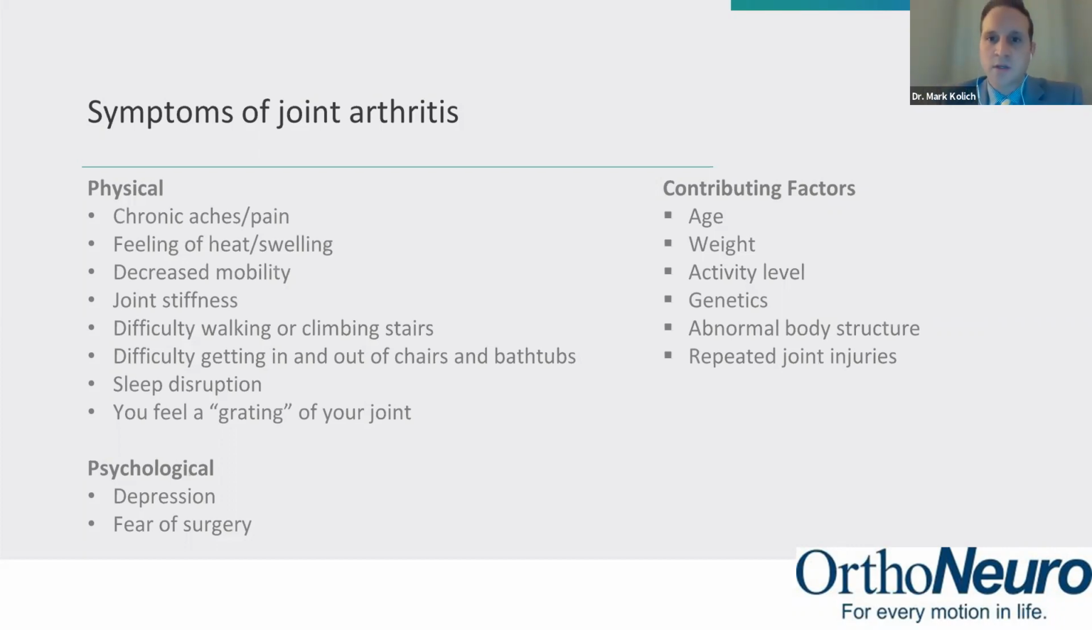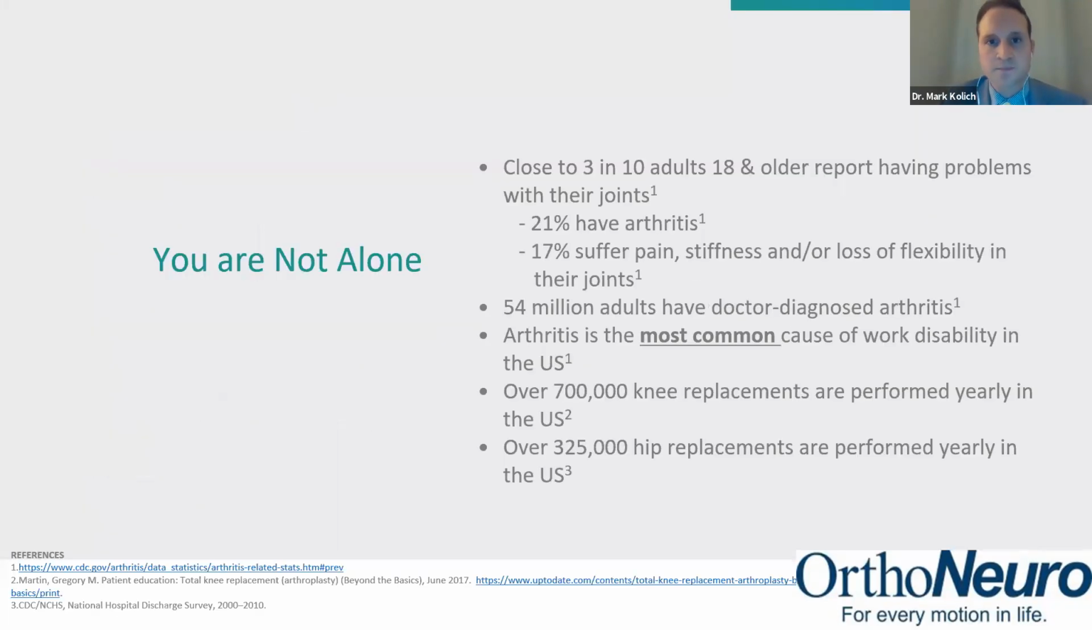Contributing factors can be age, weight, and the patient's activity level. Some can be genetic, as well as abnormal body structure. We see some outliers that cause accelerated wear and tear, as well as post-traumatic arthritis. Some folks can have previous injuries that accelerated the wear in the hip joint.